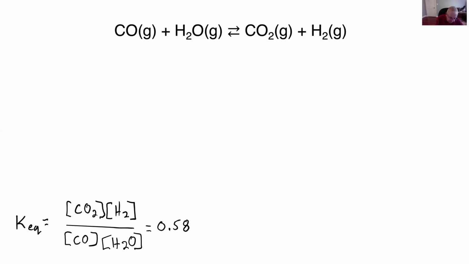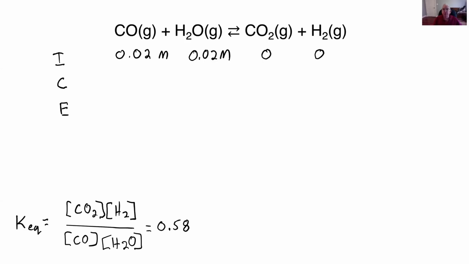So now we're again going to set up our table. We're going to do our initial, our changes, and our equilibrium. Initially, we just figured out these are 0.02 molar and 0.02 molar for both of the things on the reactant side. We did not put anything on the right-hand side, so those are going to be 0. Here, my changes are relatively simple, because all my coefficients in my equation happen to be 1. So that's nice and friendly.